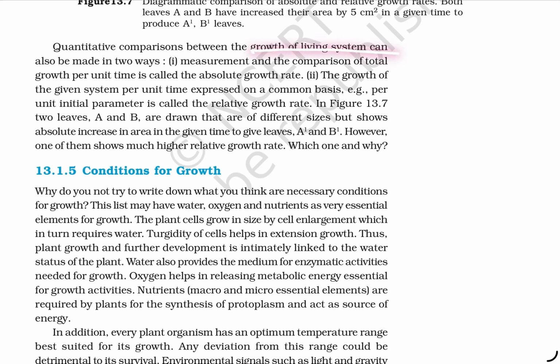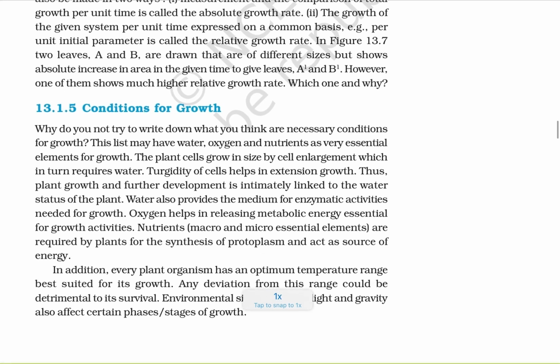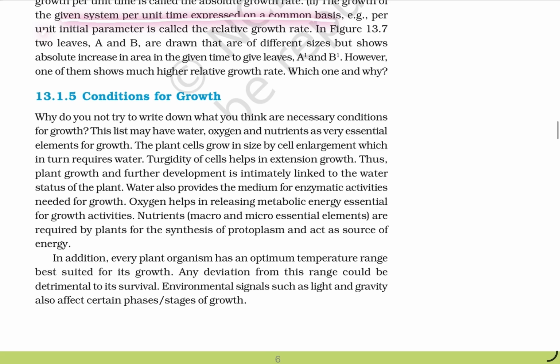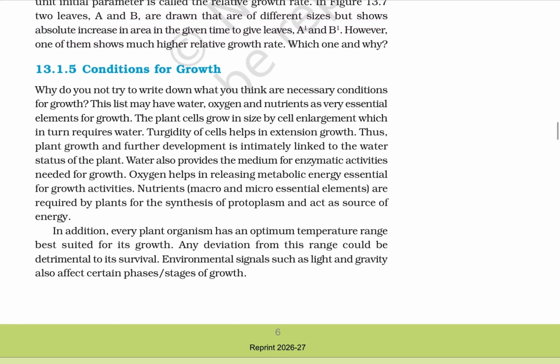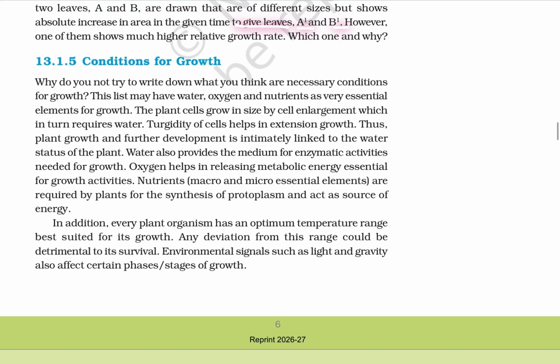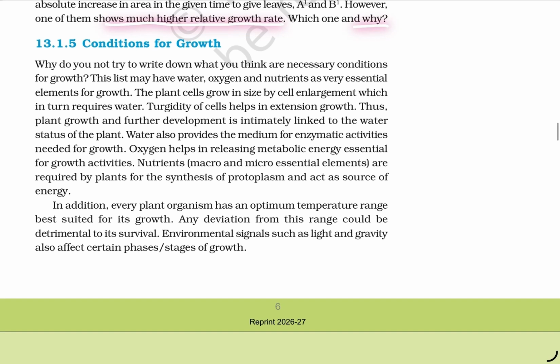The quantitative comparison between growth of living systems can also be made in two ways. The measurement and comparison of total growth per unit time is called the absolute growth rate. The growth rate of a given system per unit time expressed on a common basis, per unit initial parameter, is called the relative growth rate. Two leaves A and B are drawn with areas of different sizes but show the same absolute increase in area in a given time, to A1 and B1. However, one of them shows a much higher relative growth rate. Which one and why?